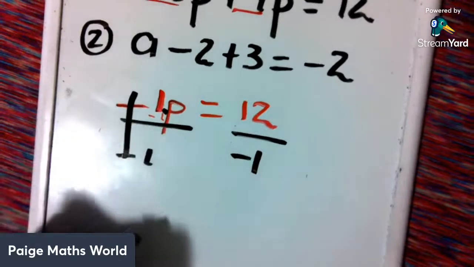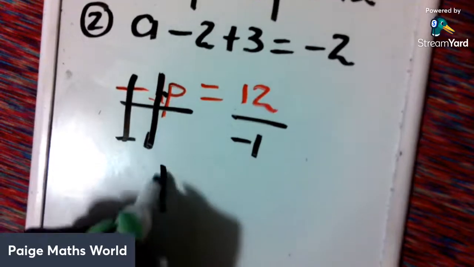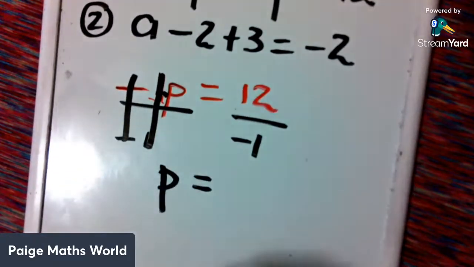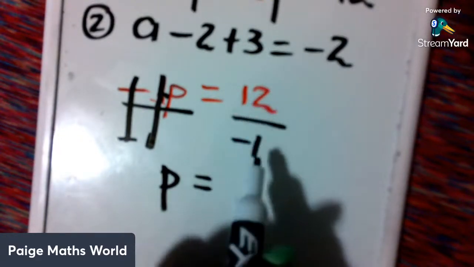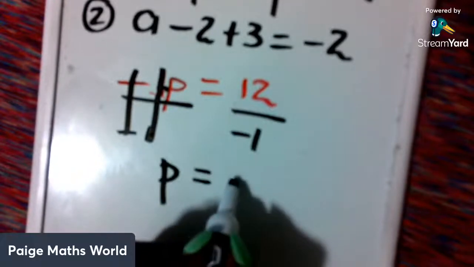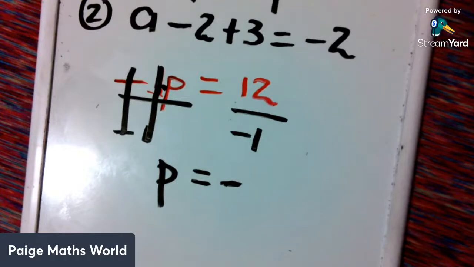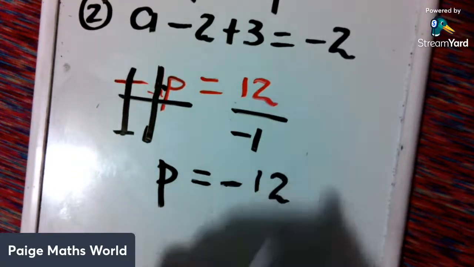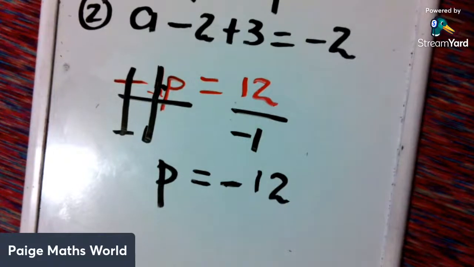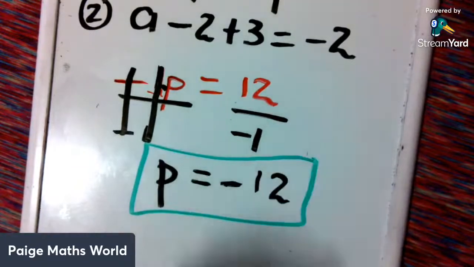Negatives will cancel each other. The 1s will cancel each other. And the only thing that we'll have remaining is the p, right? Now 12 divided by negative 1. Positive 12 divided by a negative 1, your answer will have to be a negative, right? And 12 divided by 1 is 12. And so your answer is p is equal to negative 12. You guys can take a screenshot of this.